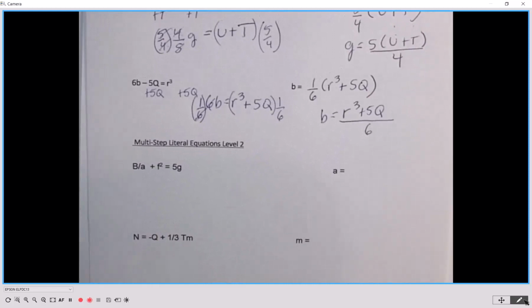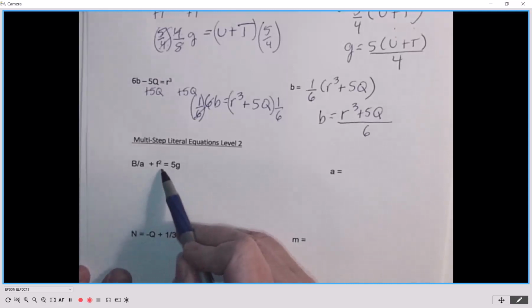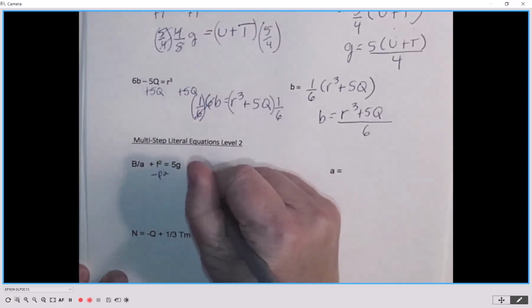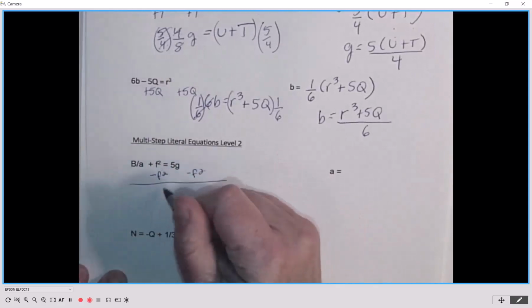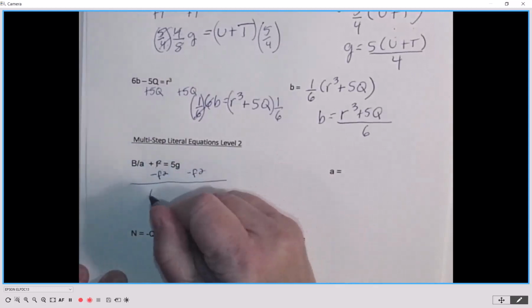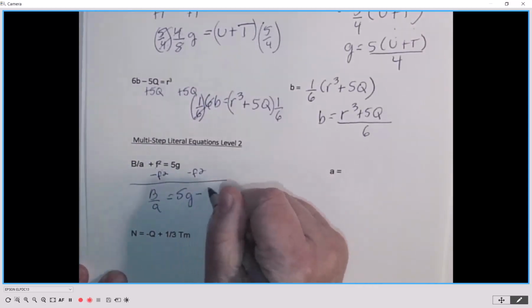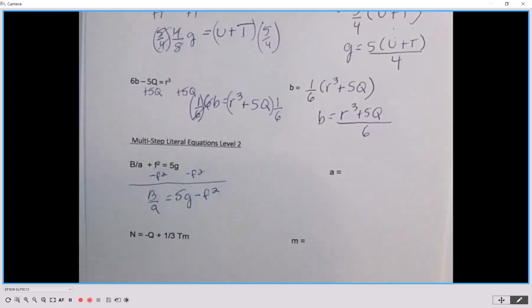All right, so right away I see that I have a plus f squared. I'm just going to get rid of that because he stands alone here, and if I add a negative f squared, that's going to eliminate that, and I'll have b over a equals 5g minus f squared. That's what I'll have.